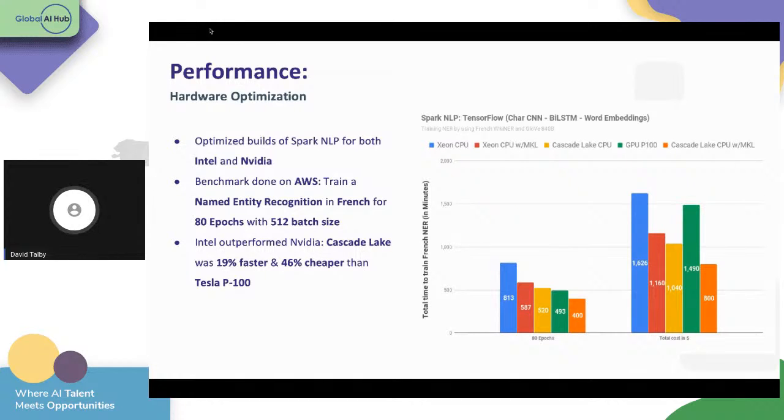And here's one benchmark we ran a few months ago on AWS. The benchmark here was to train an NER recognizer in French for 80 epochs, basically to reach the same level of accuracy. And in this case, as you can see, Intel actually outperformed NVIDIA, both in terms of speed and by far in terms of cost for this use case. But these are basically the benchmarks we run, and we make sure that really, whatever your environment is, if you use Spark NLP, you'll be able to make the most of the hardware that you have.